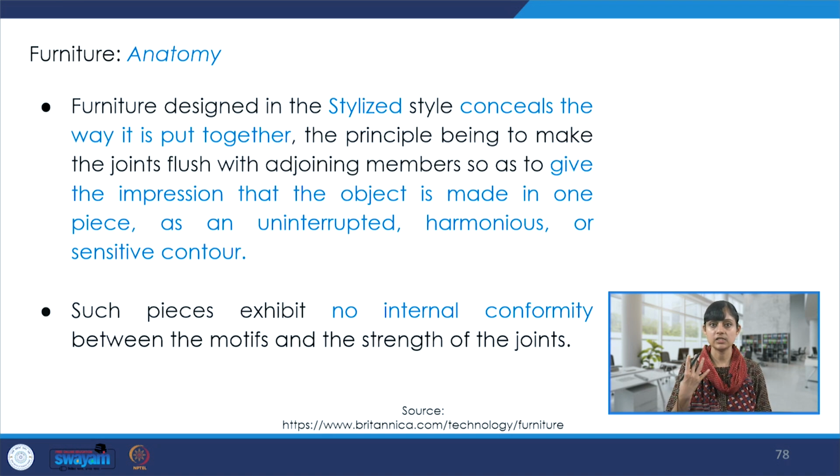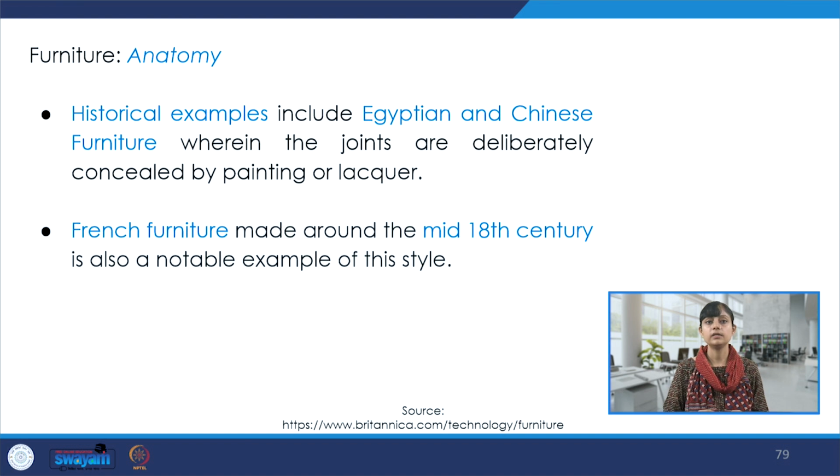As far as the stylized version is concerned, it conceals the way it is put together. It gives the impression that the object is made in one piece, with an uninterrupted, harmonious, or sensitive contour. So maybe we are not able to see the joinery, or it is designed in a manner that the pieces put together are not revealed as to how they came together. There are historical examples like Egyptian and Chinese furniture where the joints are deliberately concealed. We also see some examples from Japanese furniture style which reflect this concealing of joints.